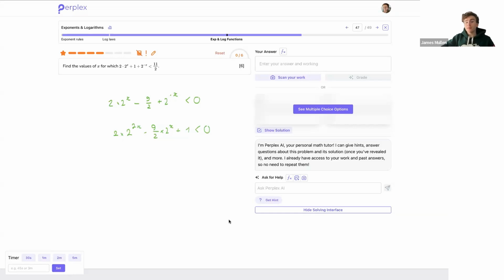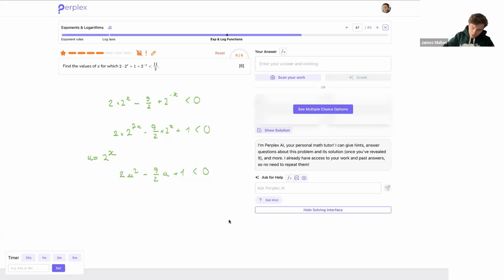And now here's where the u substitution is. I notice that I have 2 to the 2x, which is 2 to the x squared, and I have 2 to the x. Now, for the moment, I don't want to think about 2 to the x, so I'm going to say u is equal to 2 to the x. You don't have to do this. It's just a step that's going to help in keeping my work clear and make it less likely that I make a mistake. Then what I have is 2u squared minus 9 over 2u plus 1 is less than 0.